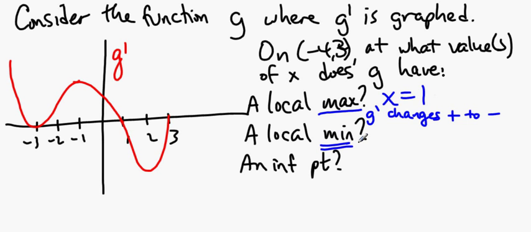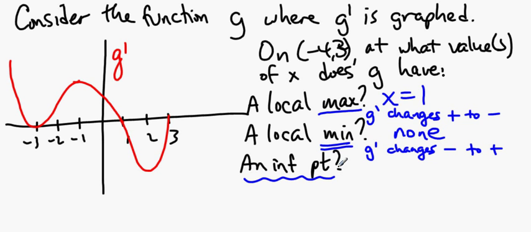If I'm interested in a local min, I'm interested where G prime changes from negative to positive because G changes from decreasing to increasing. And if I go from decreasing to increasing, that's a min. So is there any spot like that? No. Which brings us to inflection points.